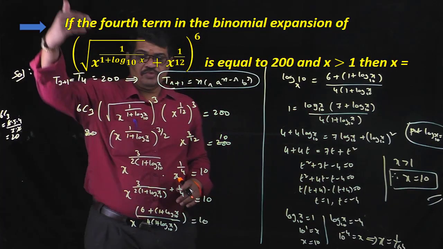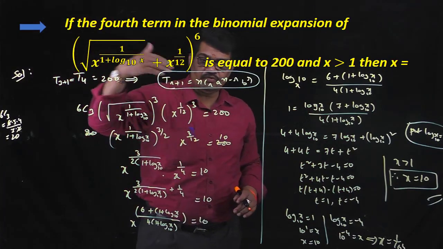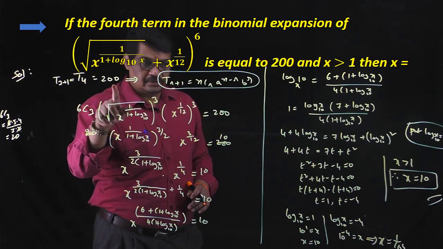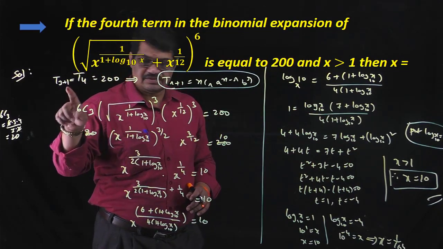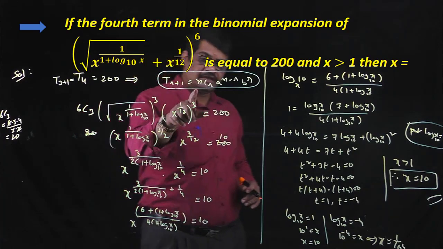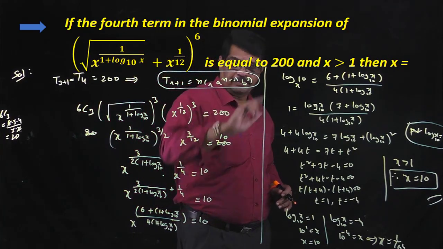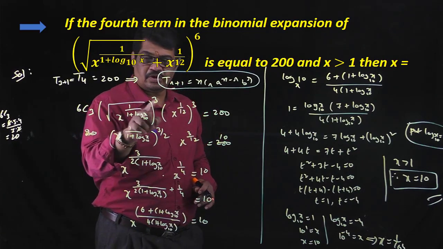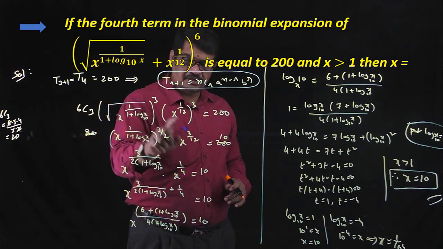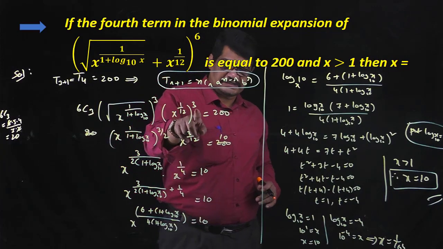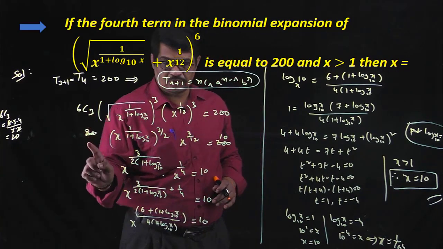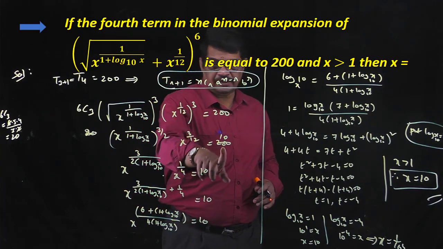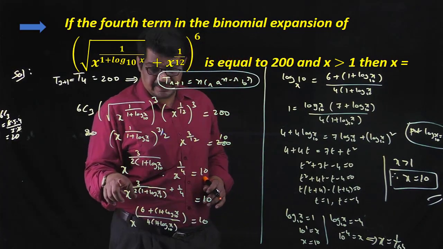So in the given binomial expansion, the fourth term is 200. Now we are writing T4 is 200. What is T4? T3 plus 1. That is using the formula nCr a power n minus r b power r. Using the formula, that is 6C3, first term to the power of 6 minus 3, that is 3, into second term to the power of r, r is 3. Here 6C3 is 20. Here it will be cancelled. That is 200 by 20, that is 10. Then we are getting this one.